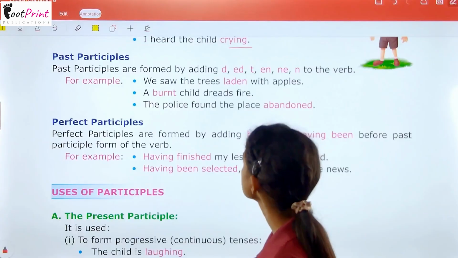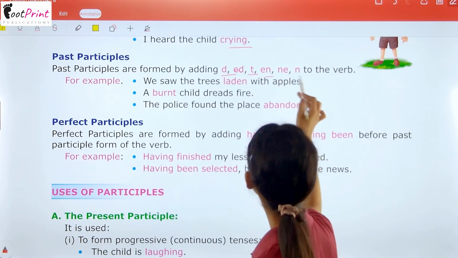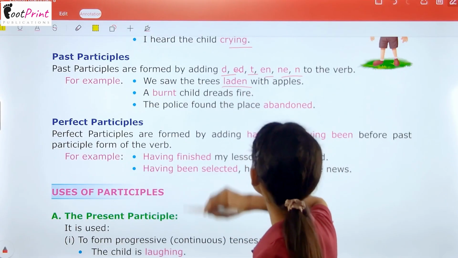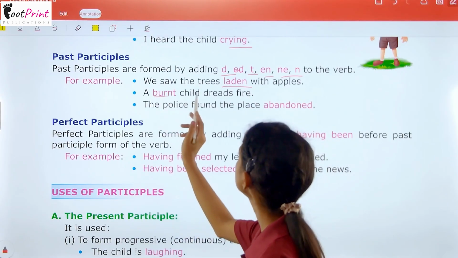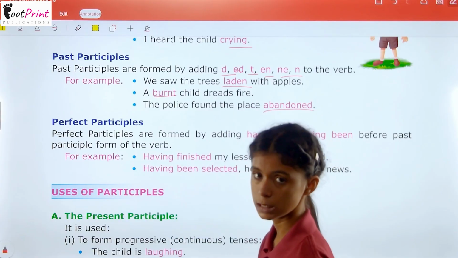Let's see past participles. They are formed by adding d or ed, t, or en, ne to the end of the verb. We saw the trees laden with apples. A burnt child dreads fire. The police found the place abandoned.